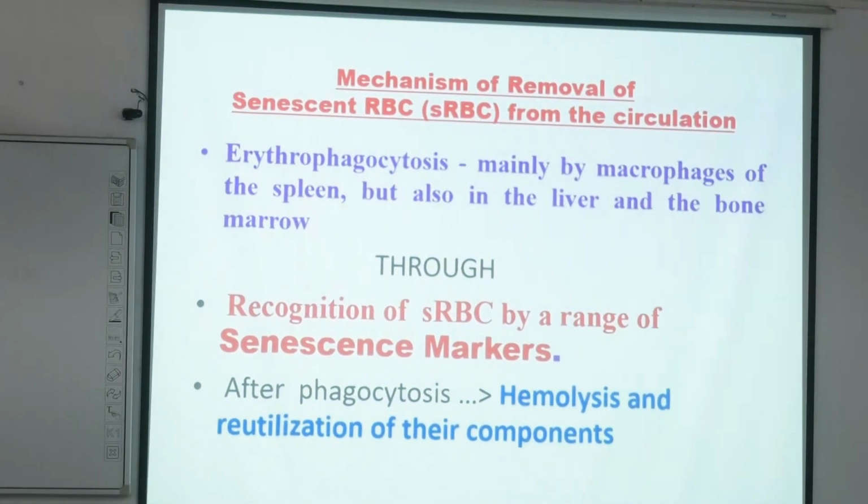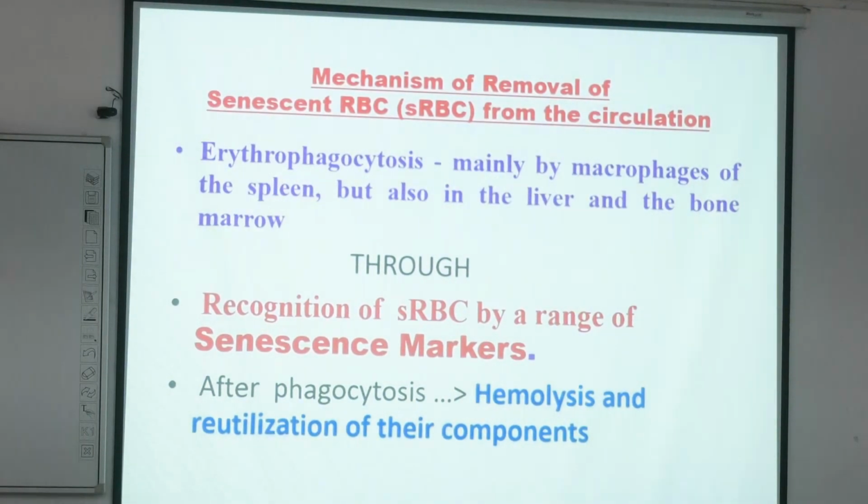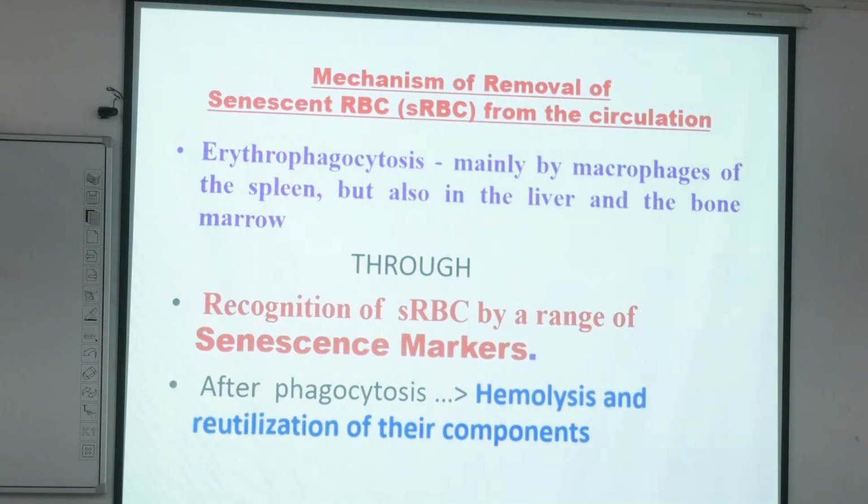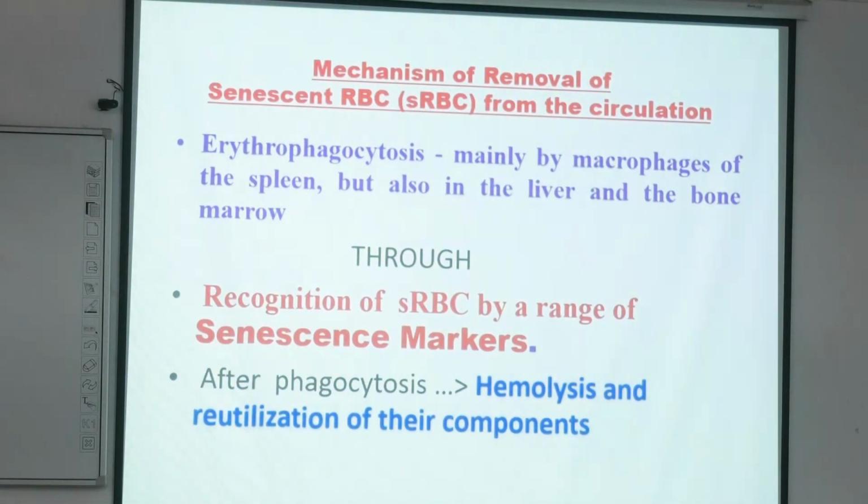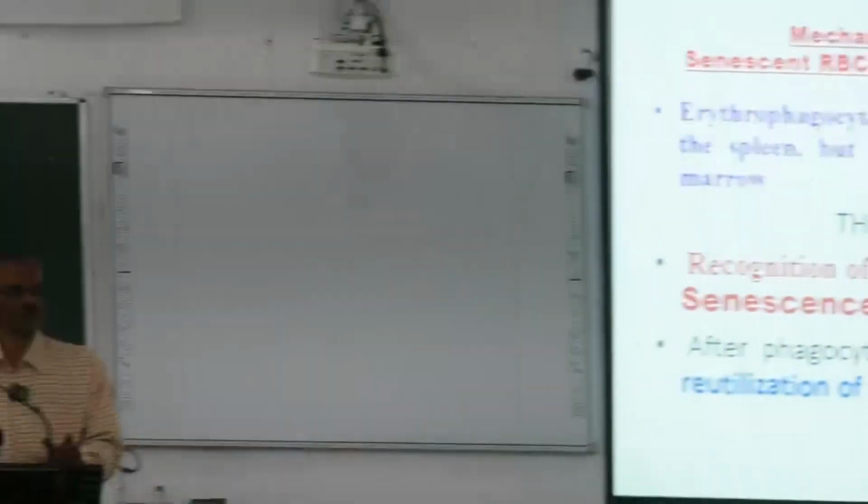Now, as the RBC ages, from day 1 to 120 days, it becomes senescent, which means aged. So, how do you recognize an aged person or old person? There are some markers by which you recognize whether it is an old person, a child, or an adult. Senescent RBCs also have markers, and these reticuloendothelial cells act as checkpoints, as guards, security checking.